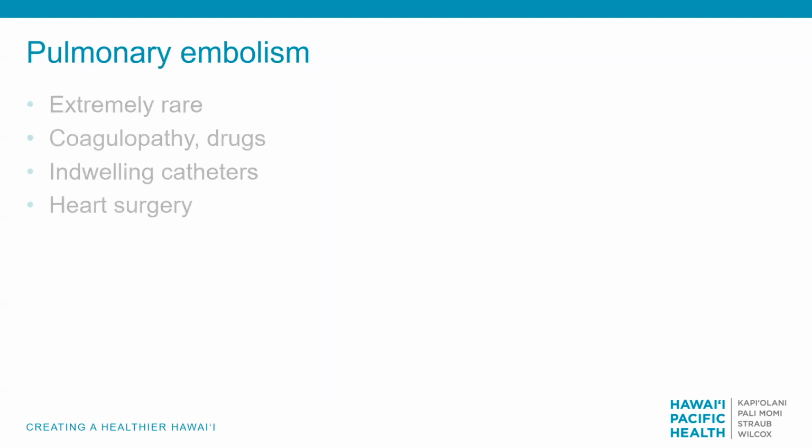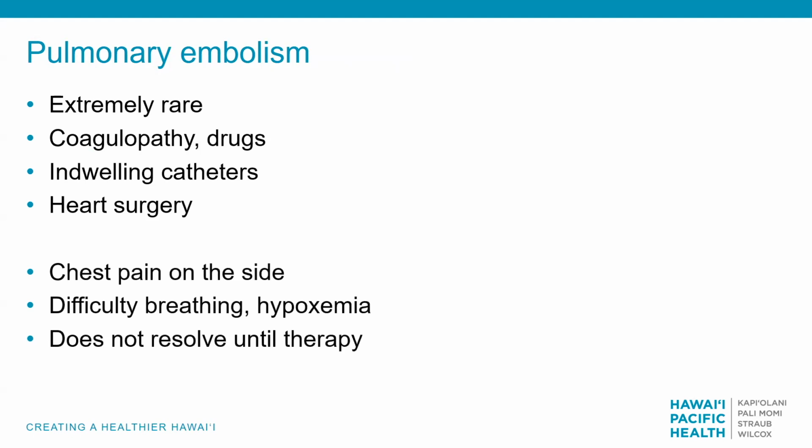And the last one is pulmonary embolism. This is also extremely rare in pediatrics. It happens usually with an underlying disorder or coagulopathy, sometimes related to indwelling catheters. So patients who are hospitalized, hem-onc patients, can have pulmonary embolism. The chest pain usually is on the side, not in the middle.